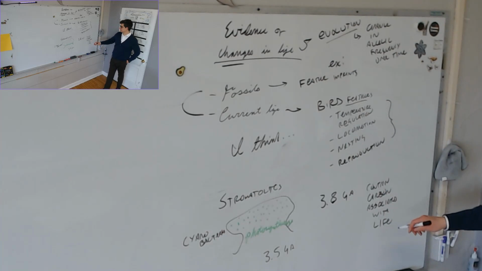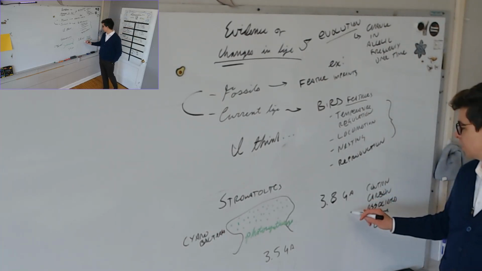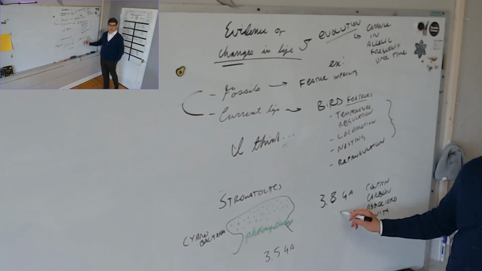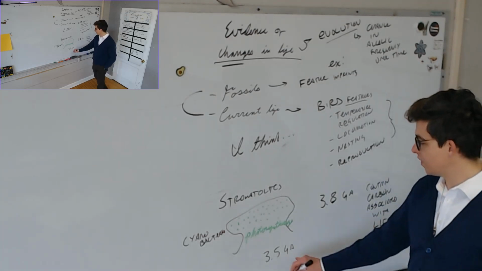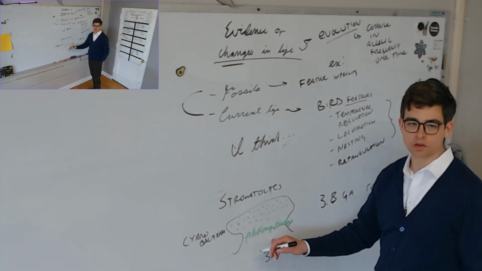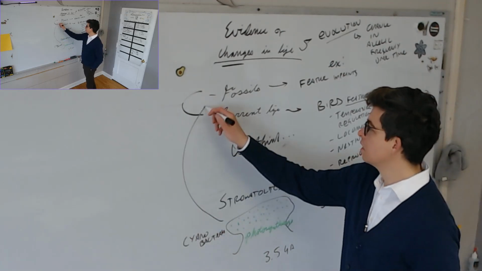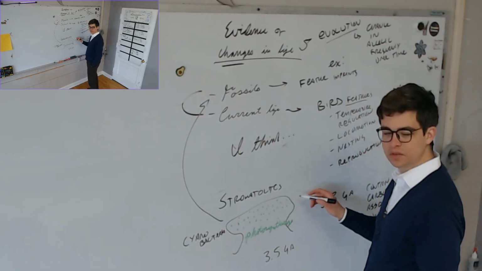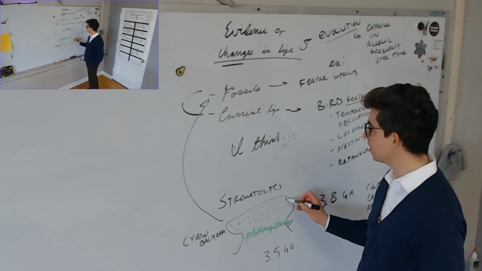That is 300 million years before this. There is this carbon ratio associated with life. But at 3.5 gigaannum, we now have fossil evidence, direct evidence of cyanobacteria, and the cyanobacteria and stromatolites still exist.